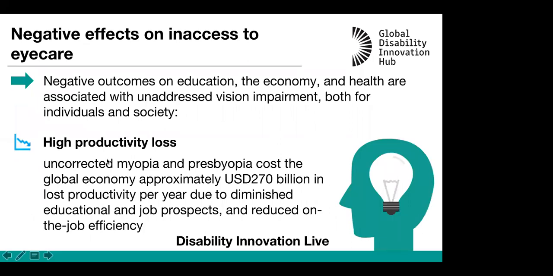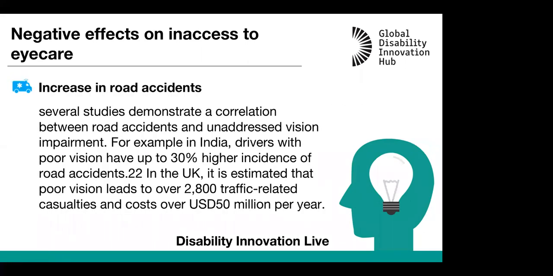Negative effects from lack of access to eye care. I'm going to go through the main items in the report. One is a high productivity loss, which we already saw in the first slide. It has an impact on the global economy of around 270 billion US dollars. Next slide, please. There are also other factors such as roadside accidents. There are some examples from India and the UK, both on what it means for life security, but also societal costs. Next slide, please.